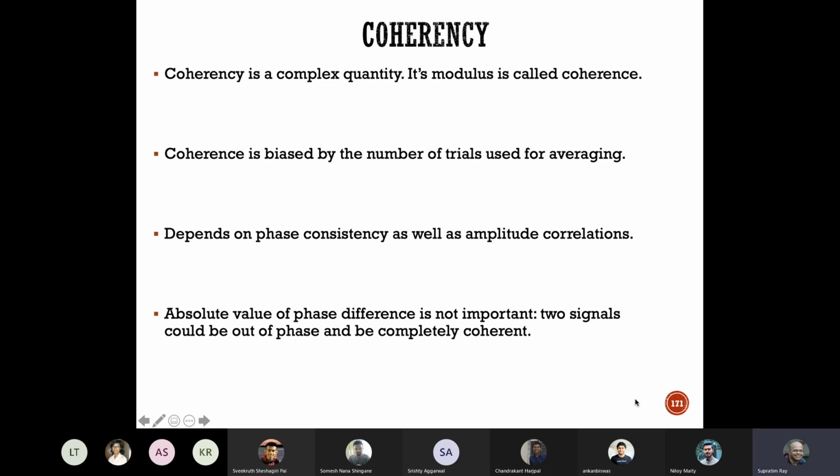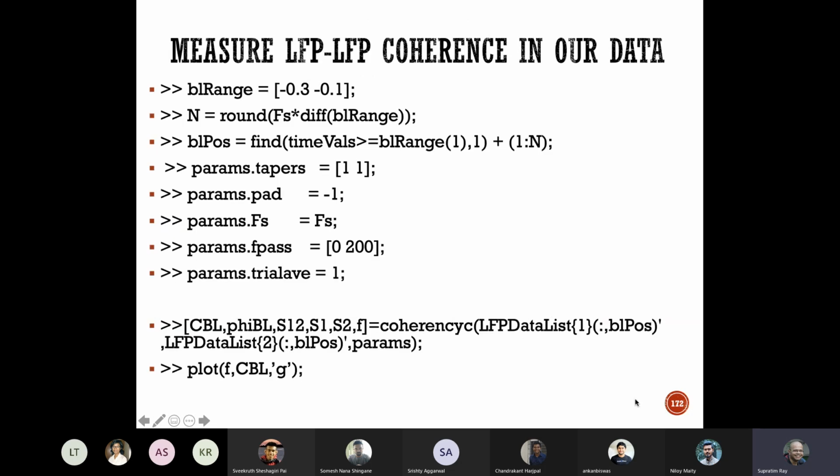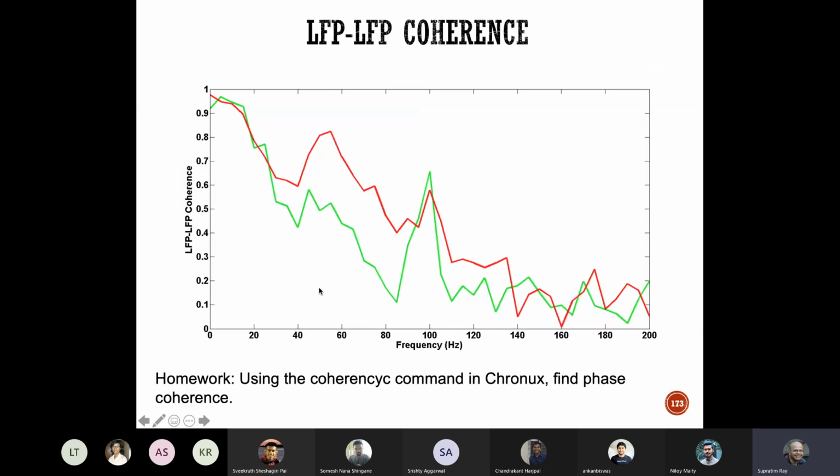So the reason why Chronux is so popular in neuroscience is that it's the package that implements multi-taper, and it has very nice functions to compute the coherency as well. It's the same command structure that you use. Use a command called coherency C, and it will give you the LFP coherence, the coherence between the LFP signals, in this case during the baseline period. If you run this set of commands, you get this. You'll get the green trace.